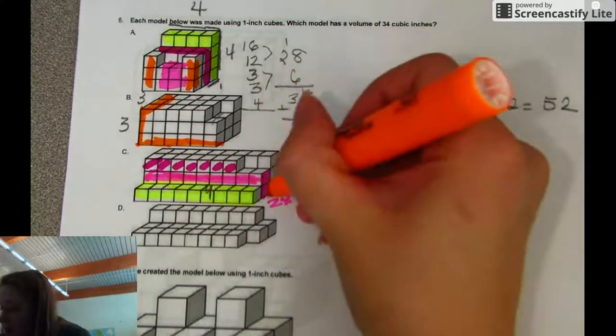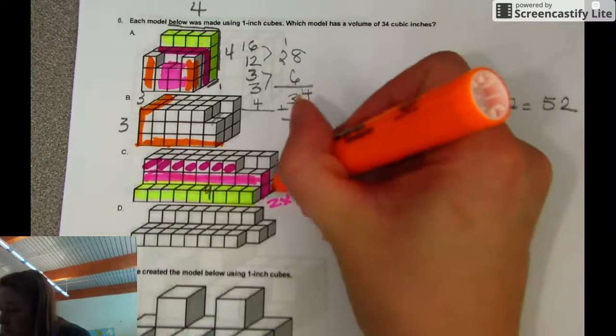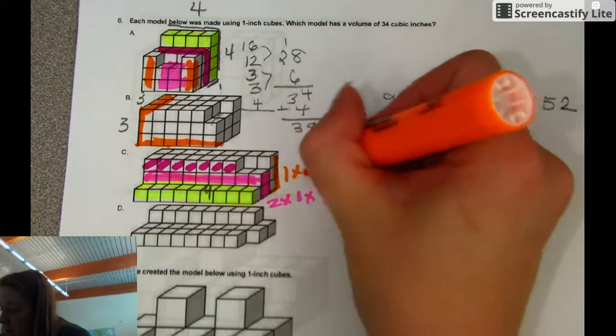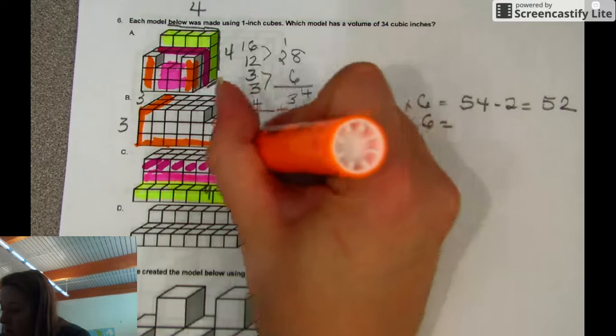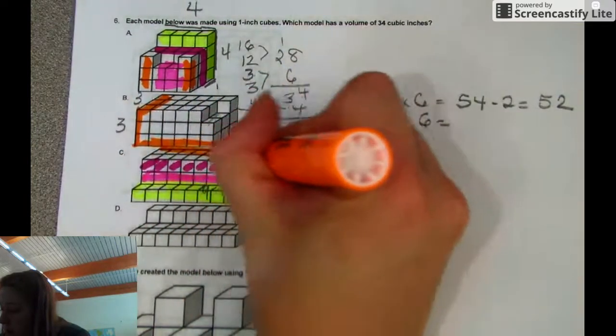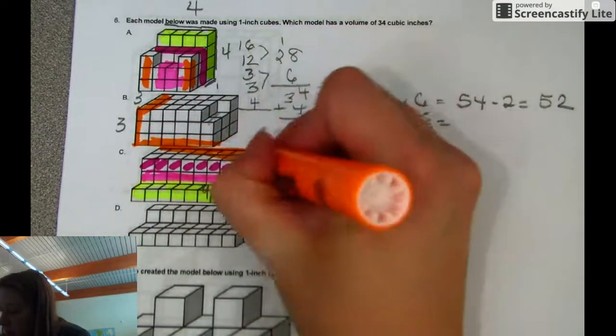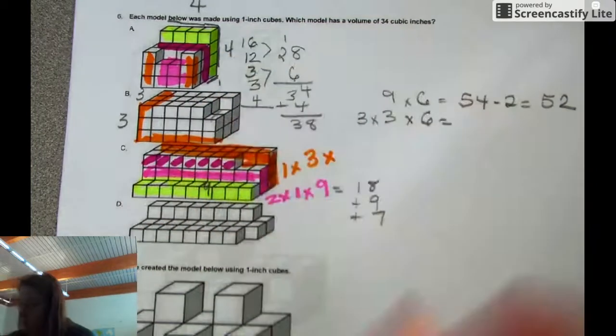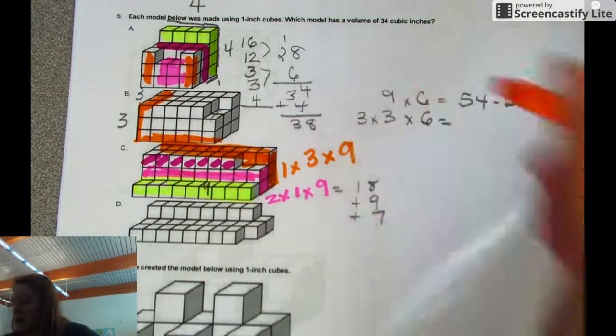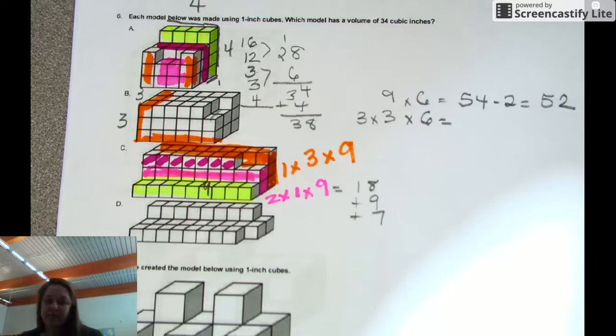I'm going up 3 high, so I have 1 times 1, 2, 3 times, and then I have 9 over here. So my orange is counting every box. Basically, it's counting all of these down here. So when I do that, I get 27.